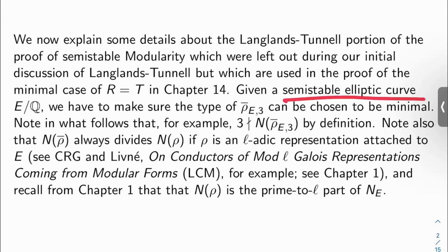So given a semi-stable elliptic curve E over Q, we have to make sure that rho bar E,3, the mod 3 representation attached to E, can be chosen to be of minimal type. So we want minimal square-free level, weight 2, trivial character. All right.